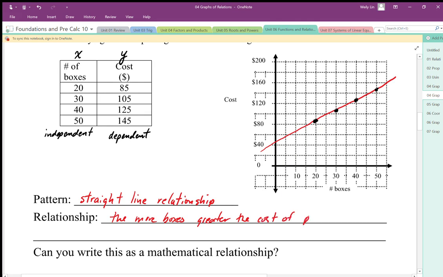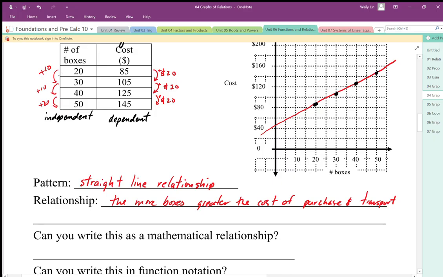So the greater the cost of purchase and transport. Okay, and we can maybe be even more specific with this. It looks like as we increase the number of boxes by 10, we increase the cost by $20. And it looks to be a fairly regular pattern. We add 10 boxes, we add $20. So we could describe this relationship as: as we increase the boxes by 10, we increase the cost by $20. Or we can even say as we increase the boxes, we increase the cost by $2 per box.